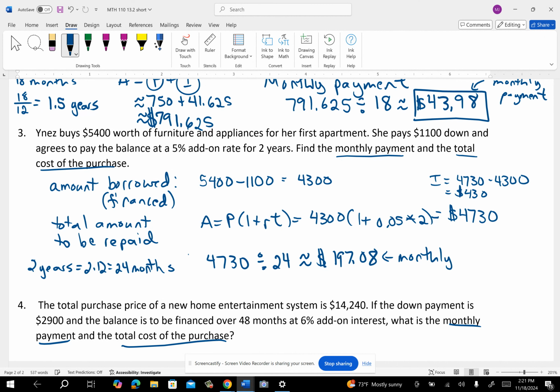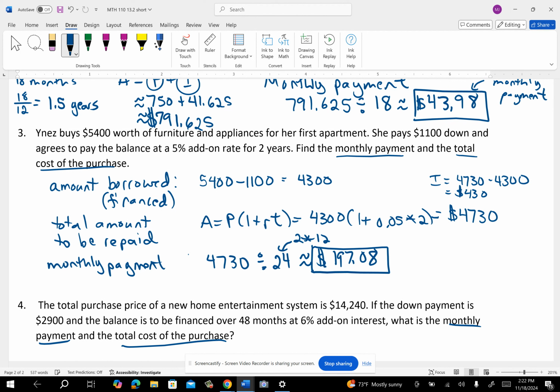Okay, so that's the monthly payment. Let me write that over here. And that 24 came from taking 2 years times 12. So I've answered one of the things they wanted. This $197.08 is what each payment would wind up being.